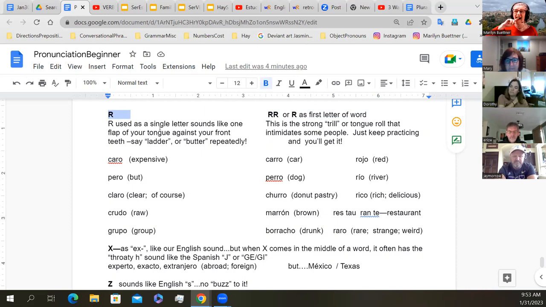It's one flap of your tongue behind your upper teeth. If you say butter, butter, butter really fast, you get a feel for how your tongue will flap behind your front teeth. That is kind of close to what we do with the single R. Okay. So I'm going to send you a video that talks to you about how to do that. Some people find it very easy, pick it up like that. Other people find it very hard and it takes them months to get it right. So wherever you fall on that spectrum is okay.